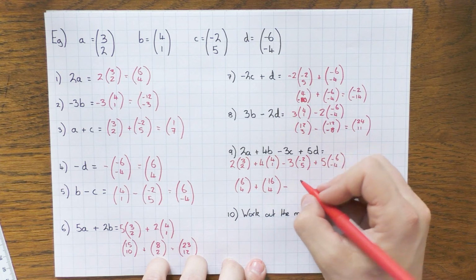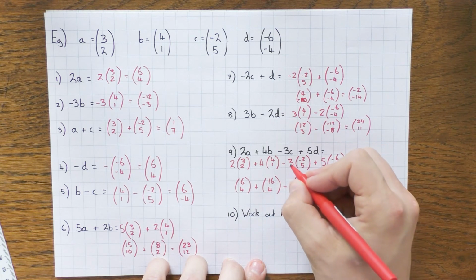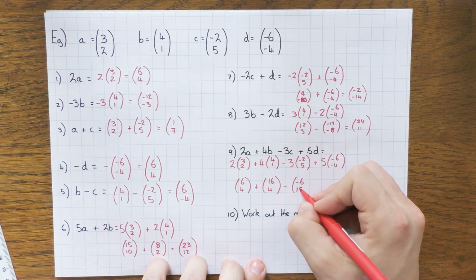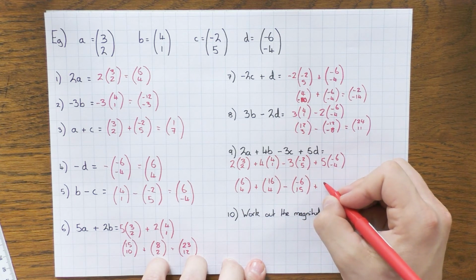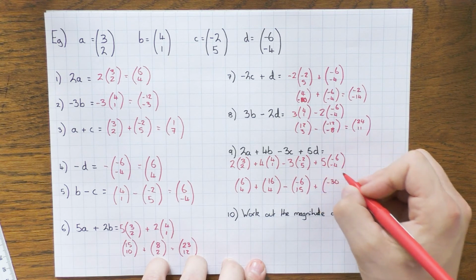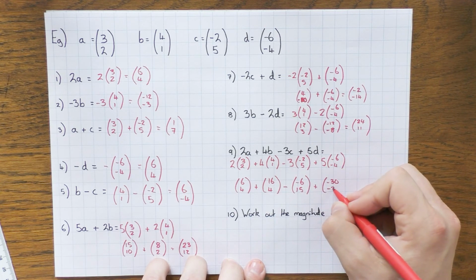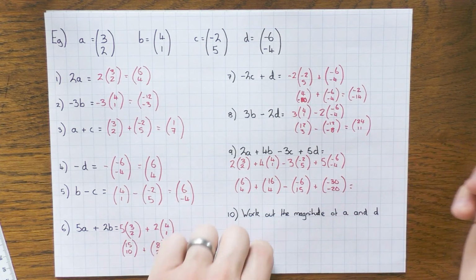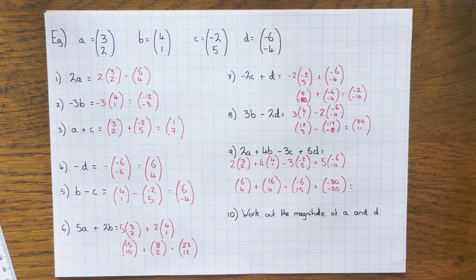Take away 3 times minus 2, which is minus 6. 3 times 5 is 15. 5 times minus 6 is minus 30. And then 5 times minus 4 is minus 20. So all we have to do now is just add the top.